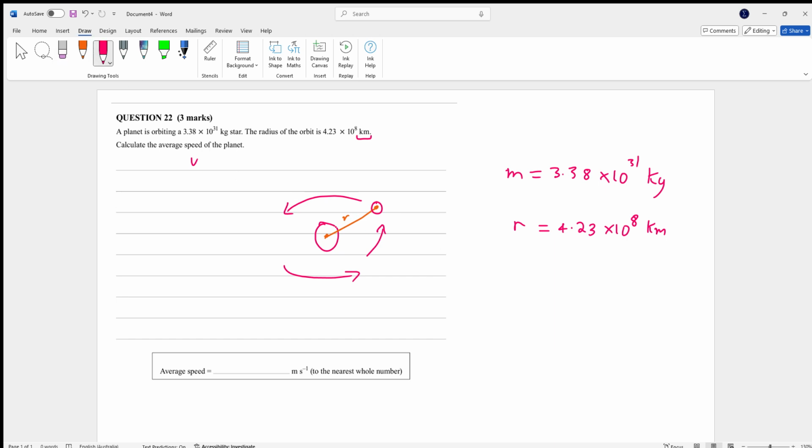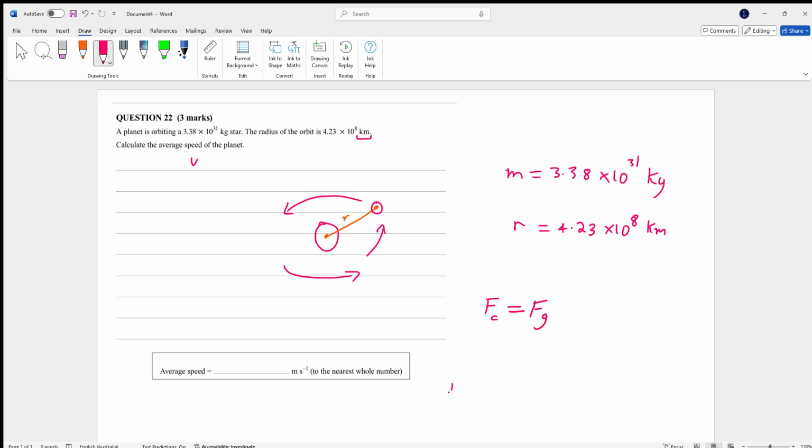There will be a force of gravitational attraction between these two bodies. There's also going to be a centrifugal force because it's a circular motion between them. So here we can actually equate, basically saying the centrifugal force is equivalent to the gravitational force.